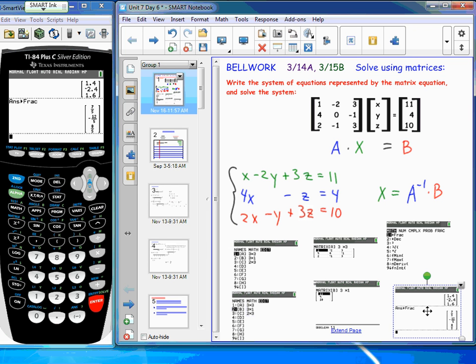I mean, decimals taste good. Don't get me wrong, but fractions taste even better.